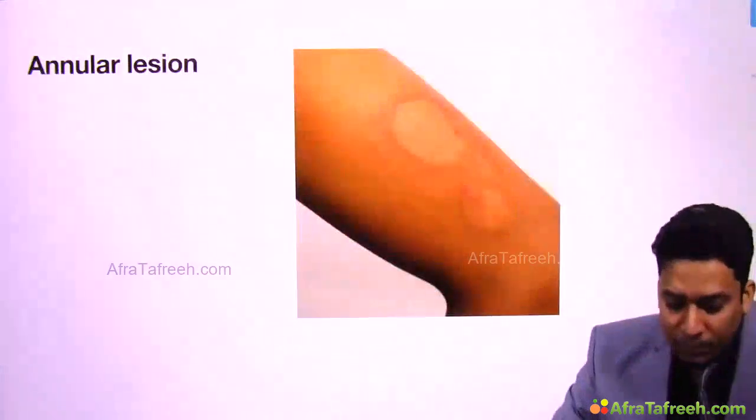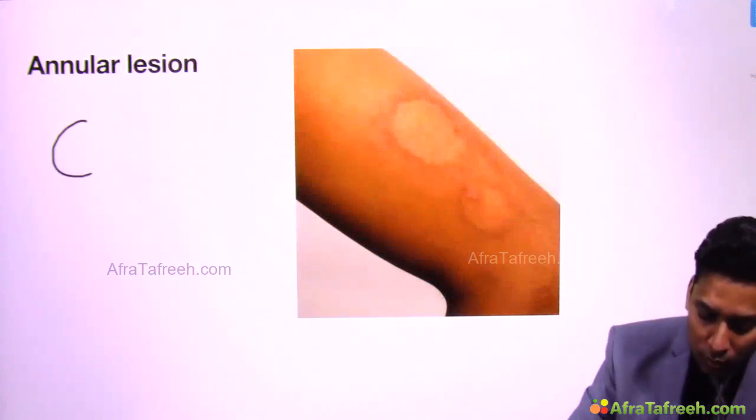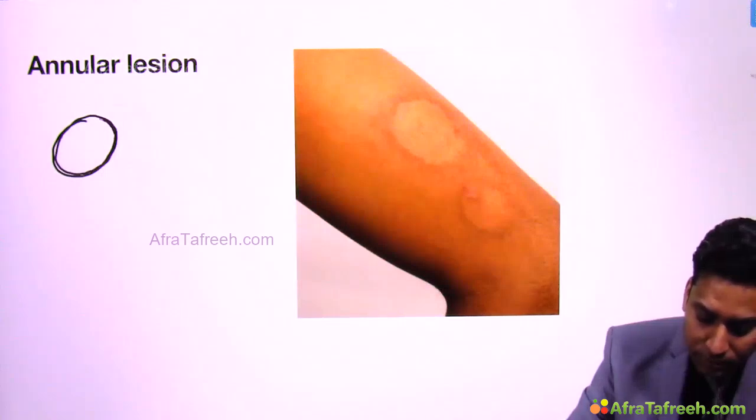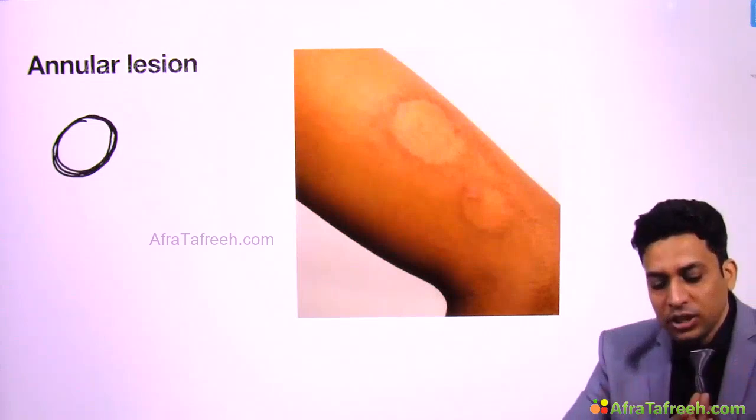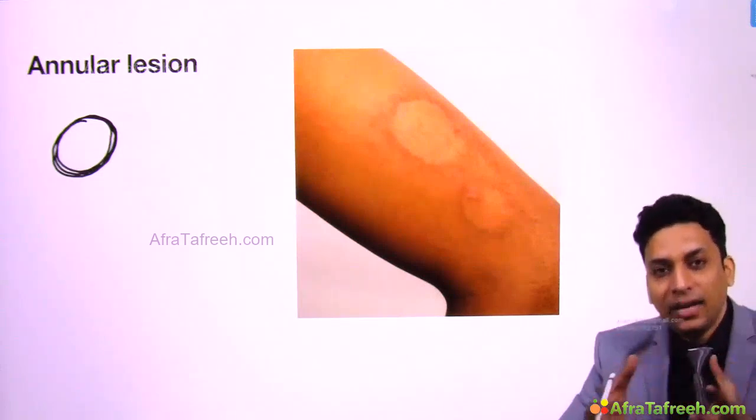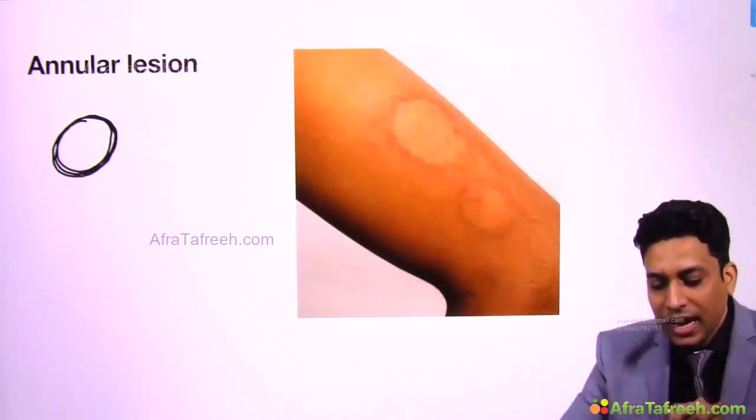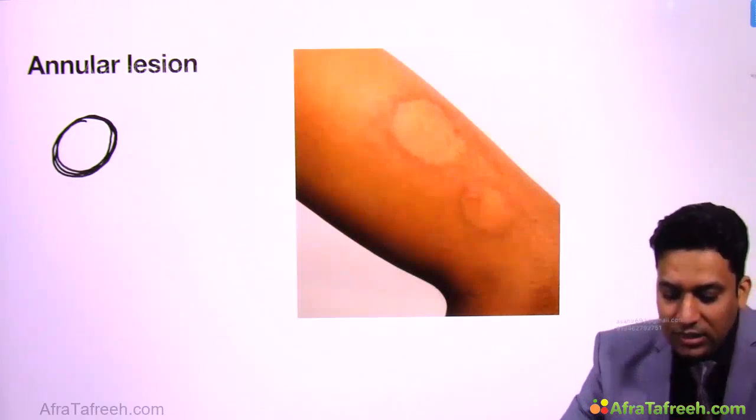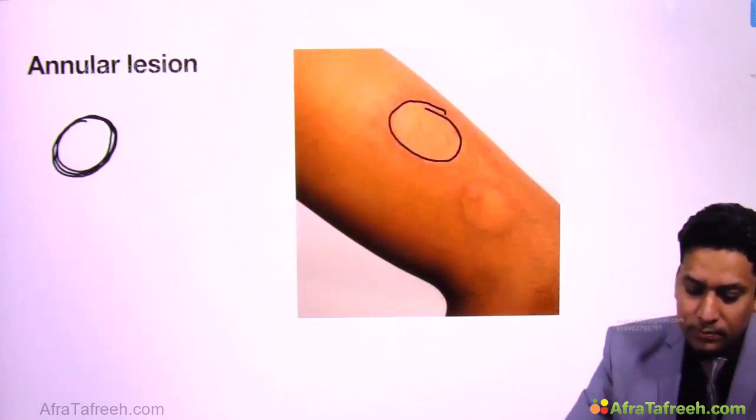The lesions can be annular. Annular means round or oval shaped. A few conditions, like granuloma annulare, present with annular lesions only, so you can identify the lesions and then diagnose them easily. Like these annular lesions, they are oval or round in shape.